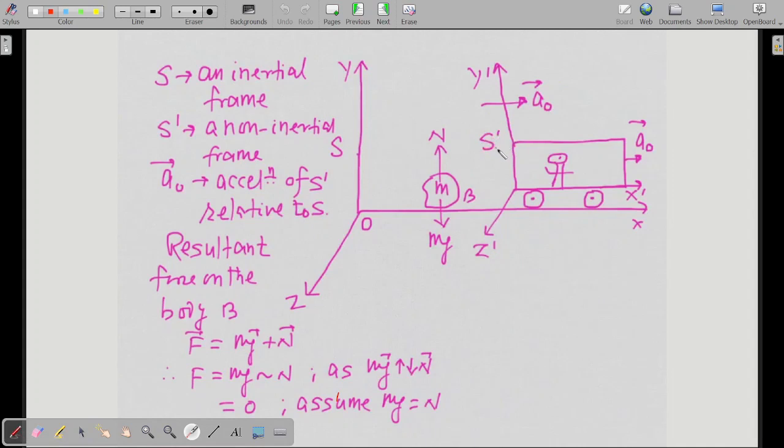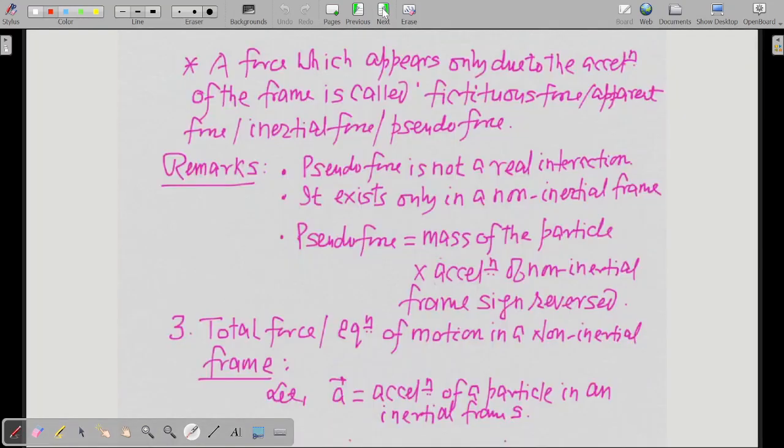You must have learnt in the previous class that this S prime, or S dash, whatever you want to call it, I will call it S prime over here, is moving with a constant acceleration. Such an accelerated frame is called a non-inertial frame. So, total force or equation of motion in a non-inertial frame. But which kind of non-inertial frame? Moving with a constant acceleration.